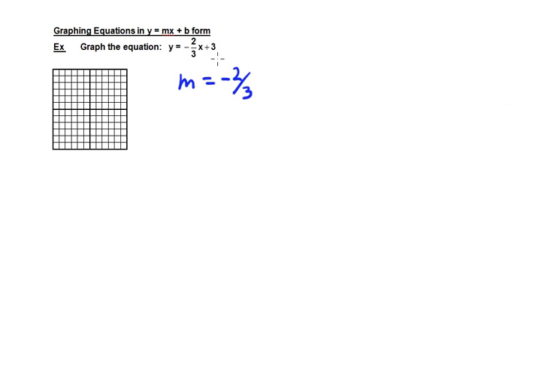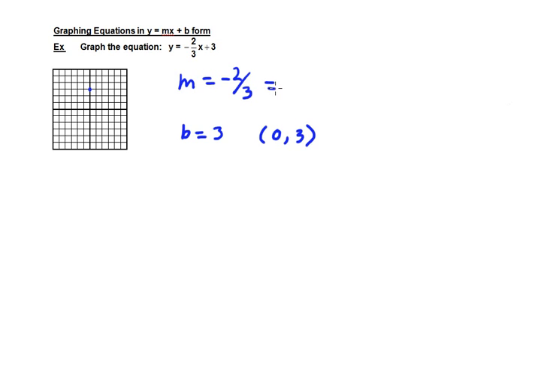The other thing that we can see is that the value of b, which is the y-intercept, the y-coordinate of it, is equal to positive 3. I sometimes like to call this method anchor and count, because we are going to use the y-intercept, in this case where the y-value is 3 but the x-value is 0, so that's the coordinates of the y-intercept, and we'll use that to anchor a point on the y-axis. And then we're going to use the slope to count.